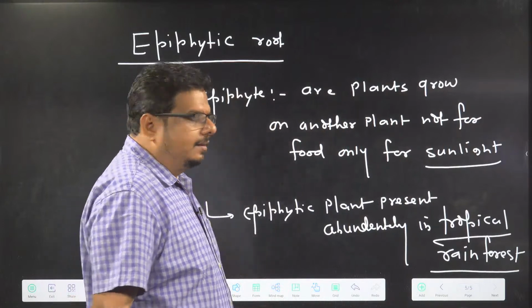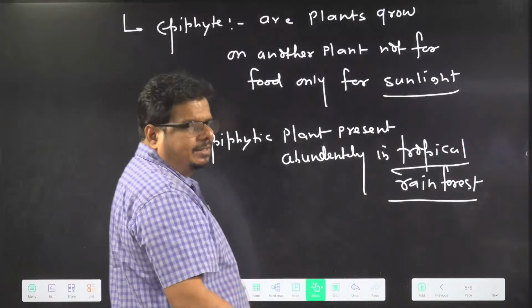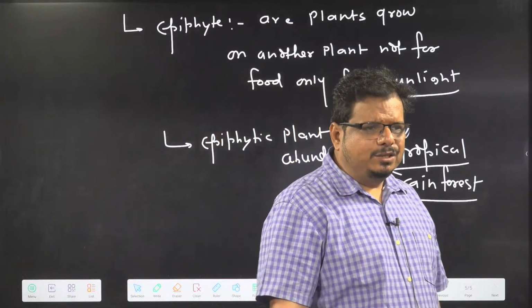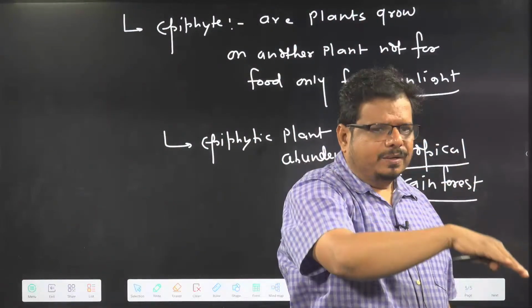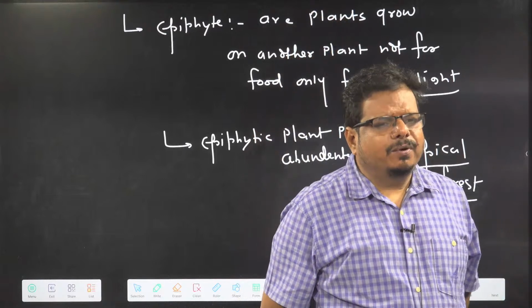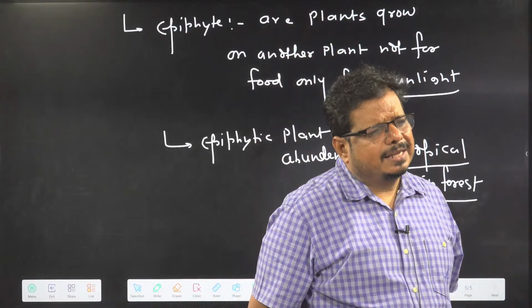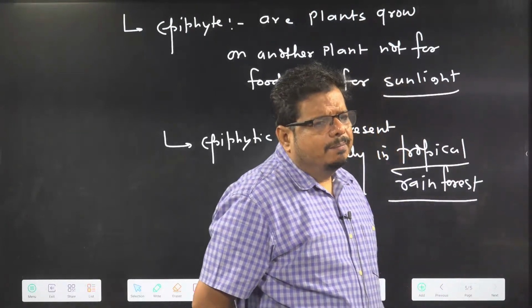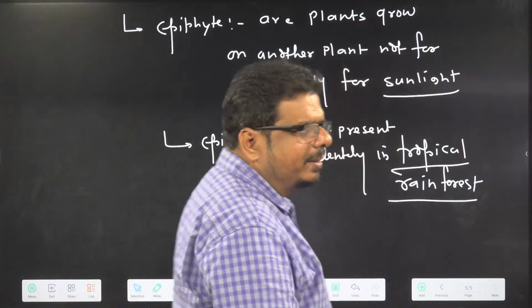Because the tropical rainforest is a dense forest, a highly dense forest. So many canopy strata are present. So darkness is there in the forest because of the large number of trees. Dense canopy is there, so many plants struggle for the sunlight. Understanding the idea or not?